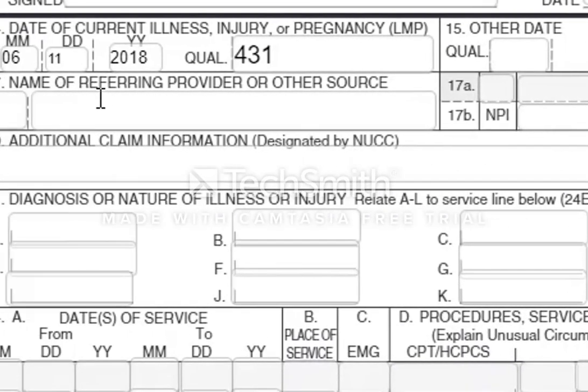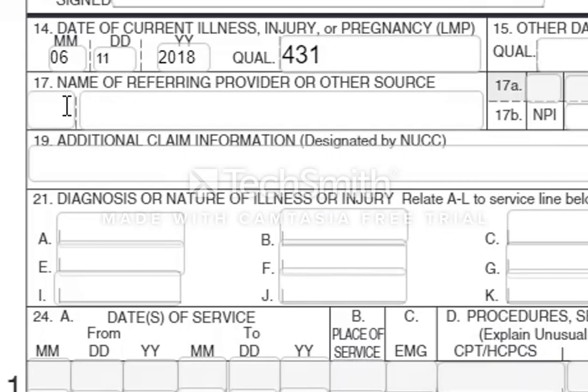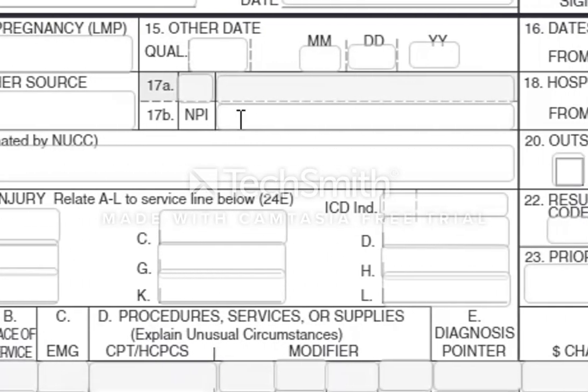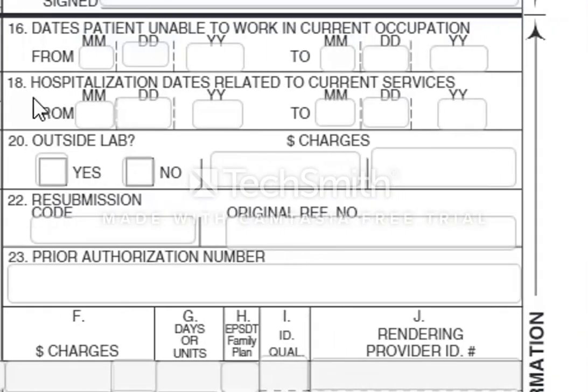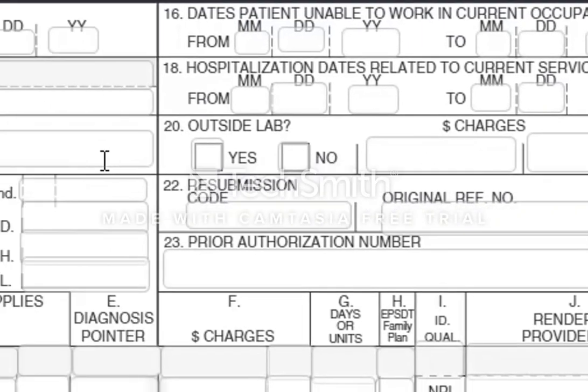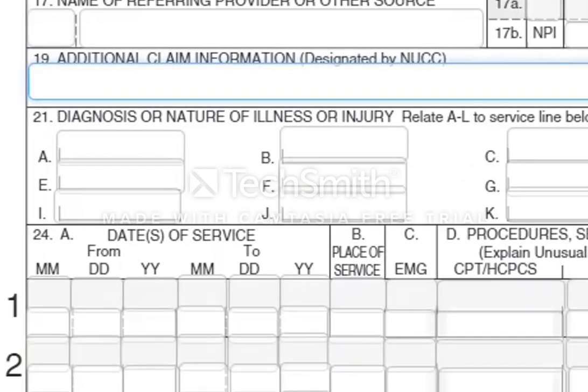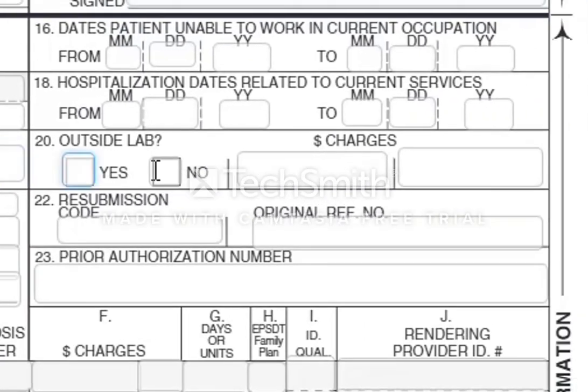If we have a referring physician, we'll type that information in Block 17. Otherwise, we're going to leave it blank. Same with Block 17B. If the patient is hospitalized, we are going to put that information in Block 18. Block 19, we'll leave blank. Block 20, we will either mark yes or no. If we mark yes, remember to put the corresponding charges in the right-hand side of that block.